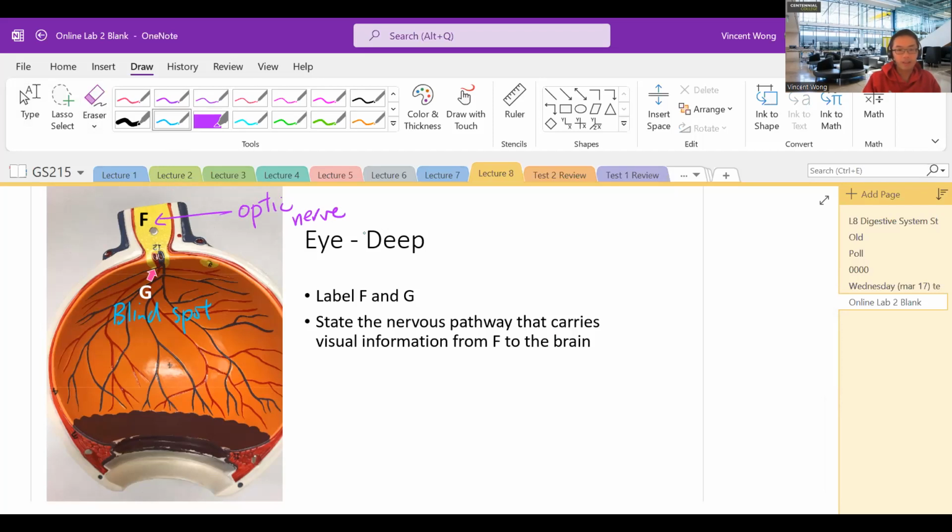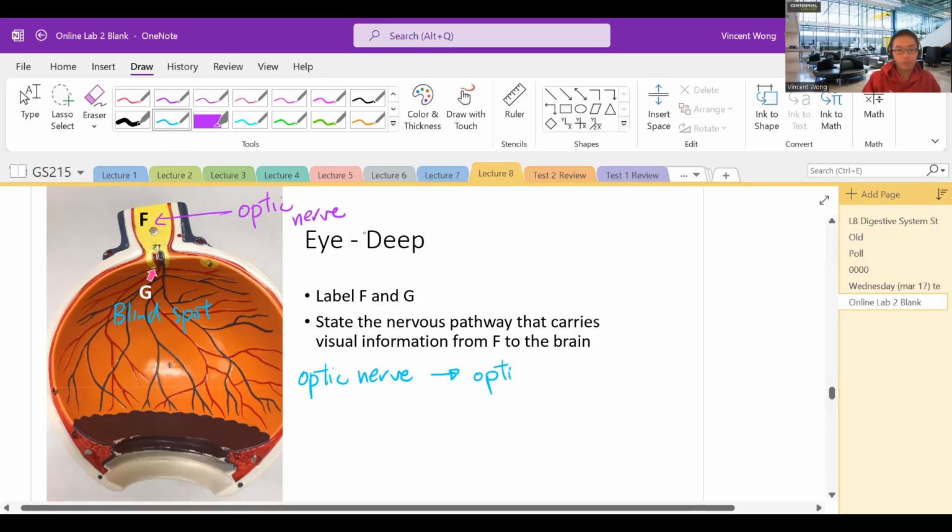Okay, so the nervous pathway. Starting at the optic nerve, the information will go through the optic chiasma. Depending on whether the information is from the right field or left field, you might cross the chiasma or you might continue on the same side. And then it will go through the optic tract, thalamus, and then finally arrive at the occipital lobe.